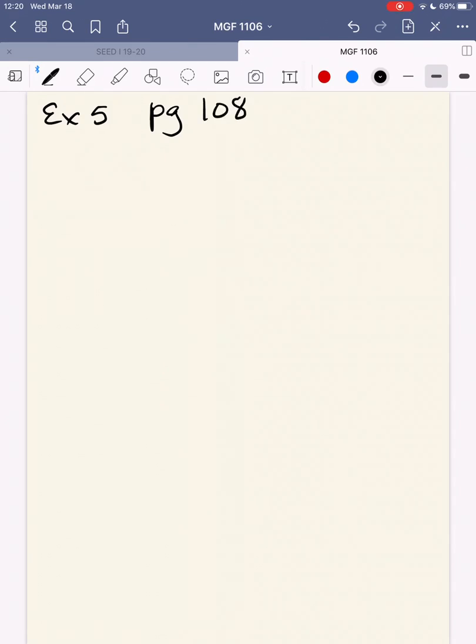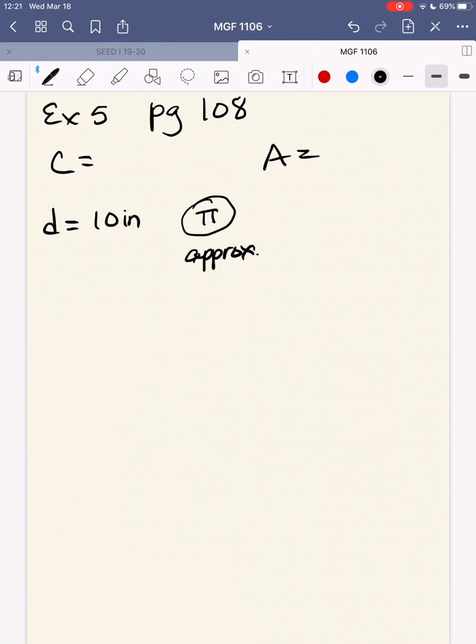Okay, and I want to find the circumference and the area. So I need to find both of these things for a circle whose diameter is equal to 10 inches, and I want to express each answer in terms of pi. Okay, so first I want to use in terms of pi, and then I want to find an approximation or rounding. So there's two different things we're going to do here. We're going to keep it as the pi symbol to start off with, and then we're going to convert pi into some sort of approximation on a calculator.